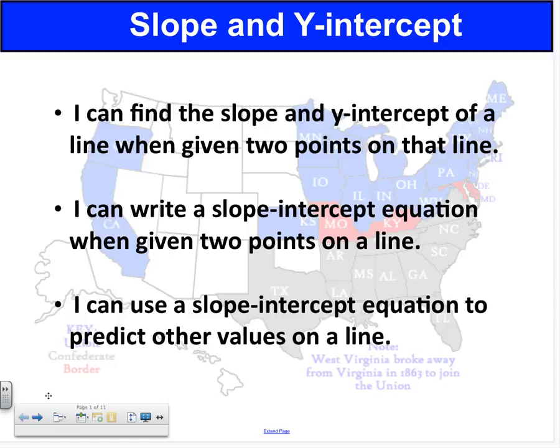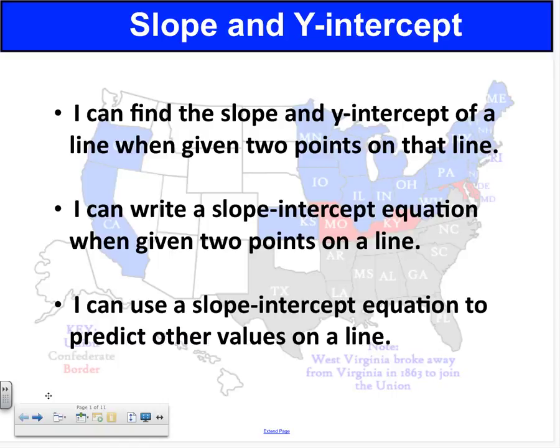So for today, our math lesson is going to be around slope and y-intercept. What are our goals for today? Well, we want to be able to find the slope and y-intercept of a line when given 2 points on that line. We also want to be able to write a slope-intercept equation when given 2 points on a line. And finally, we want to be able to use a slope-intercept equation to predict other values on a line.